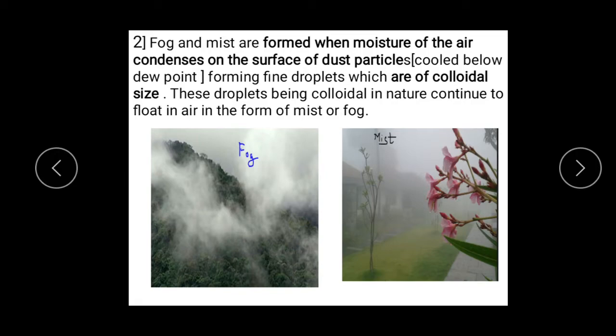Second, in winters you might have seen that the moisture of air condenses on the surface of dust particles, forming fine droplets which are of colloidal size. These droplets, being colloidal in nature, continue to float in air in the form of mist or fog. So you can see here the fog and the mist formation.